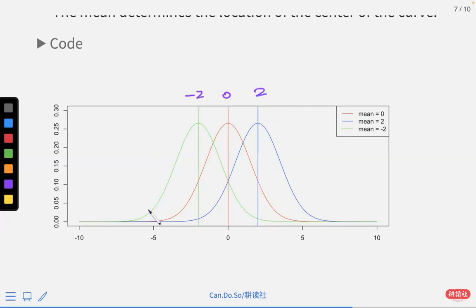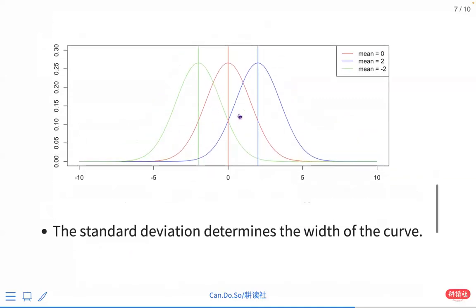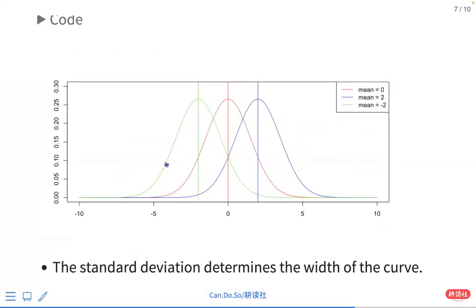But the curve's shape and the height of the curve are equal. The only difference is that their means are different. So the mean just changes where the curve is located, located here, located here.